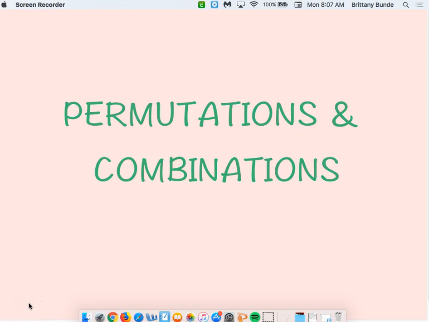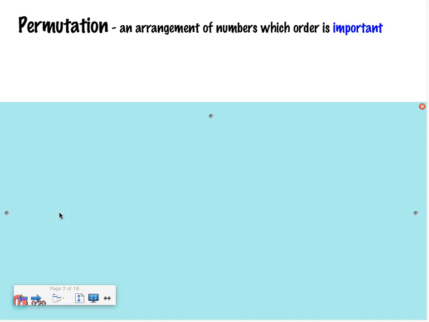Okay, today we are going to go over probability with permutations and combinations. So, let's first figure out what a permutation and a combination is. A permutation is an arrangement of numbers in which the order is important.